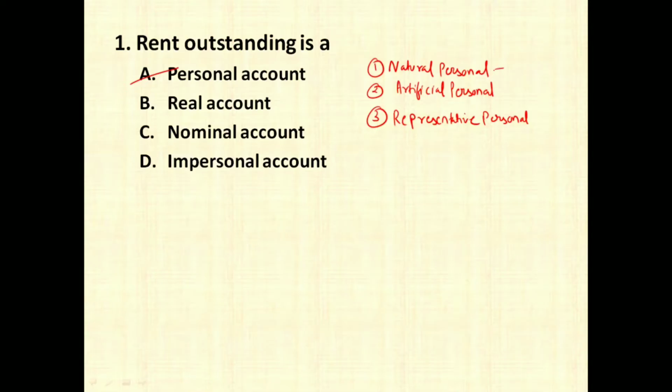So natural personal account is nothing but accounts of natural person like Ram's account, Shyam's account, etc. Artificial personal account is account for a firm or for a bank or for any legal entity. Representative personal accounts includes accounts like prepaid insurance account, rent outstanding account, prepaid rent account, etc.